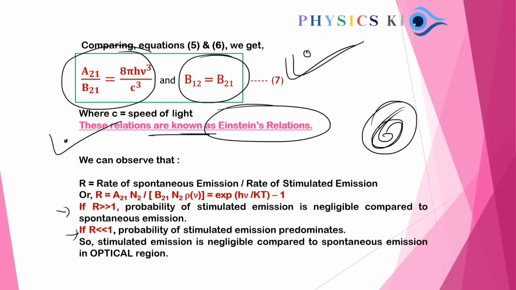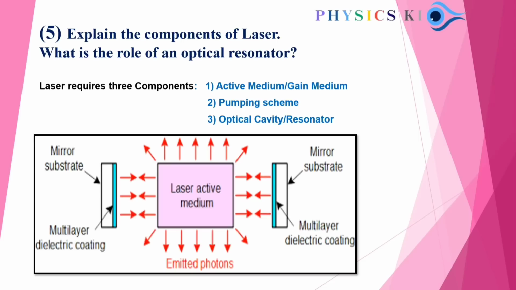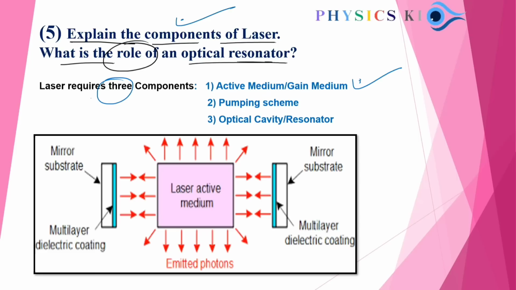Got the idea? And the last question from this unit: explain the components of laser. What is the role of optical resonator? Optical resonator means these two mirrors. So what are the components? There are three components. The first is the active medium or gain medium, the second is the pumping scheme, and the third is the optical cavity resonator.